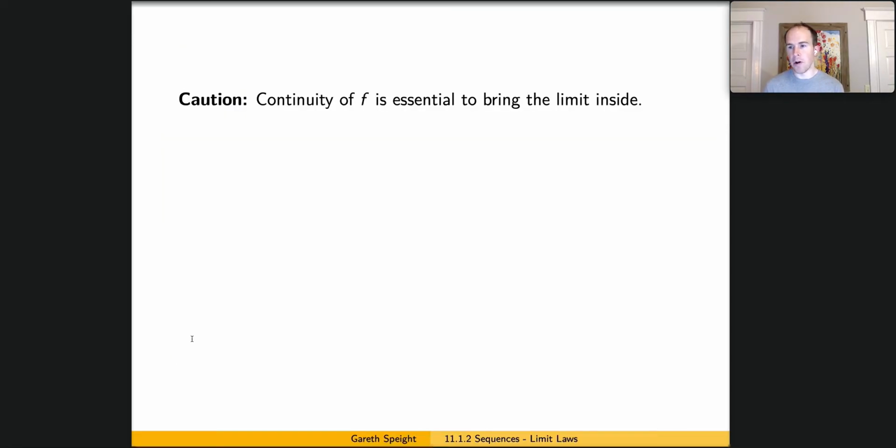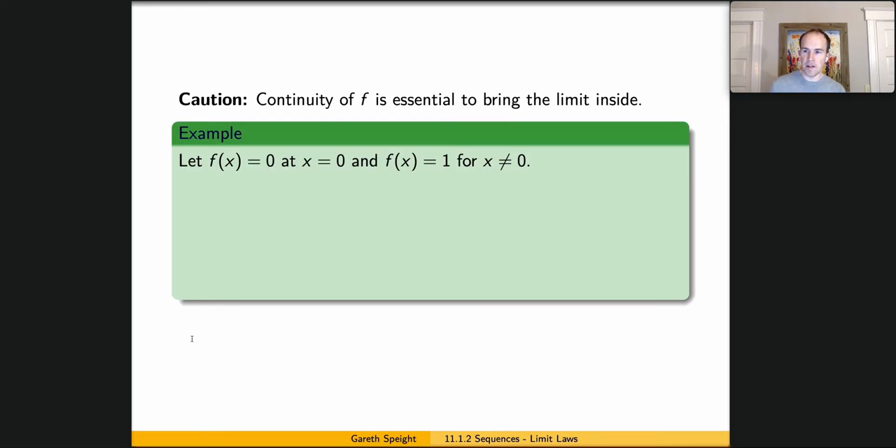Okay, let me make the warning that continuity is really important if we want to bring the limit inside the function. So here is an example where things go wrong if we don't have continuity of the function. Let's suppose f of x is 0 when x equals 0 and f of x equals 1 for x not equal to 0. So it's 1 everywhere away from 0 except at 0 it's 0. This is a non-continuous function, right? If I approach x equals 0, I'm always going to have value 1 until I actually get to 0, and then very suddenly it jumps to value 0. So this is a non-continuous function.